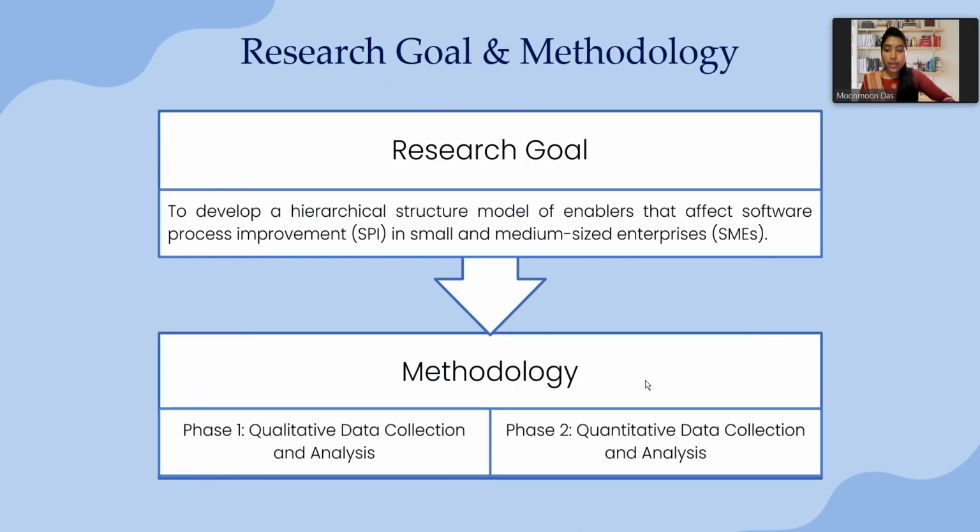Next, research goal and methodology. The goal of the paper is to develop a hierarchical structure model of enablers that affect software process improvement in small and medium-sized enterprises, and the methodology is divided into two phases. Phase 1, qualitative data collection and analysis, and phase 2, quantitative data collection and analysis.